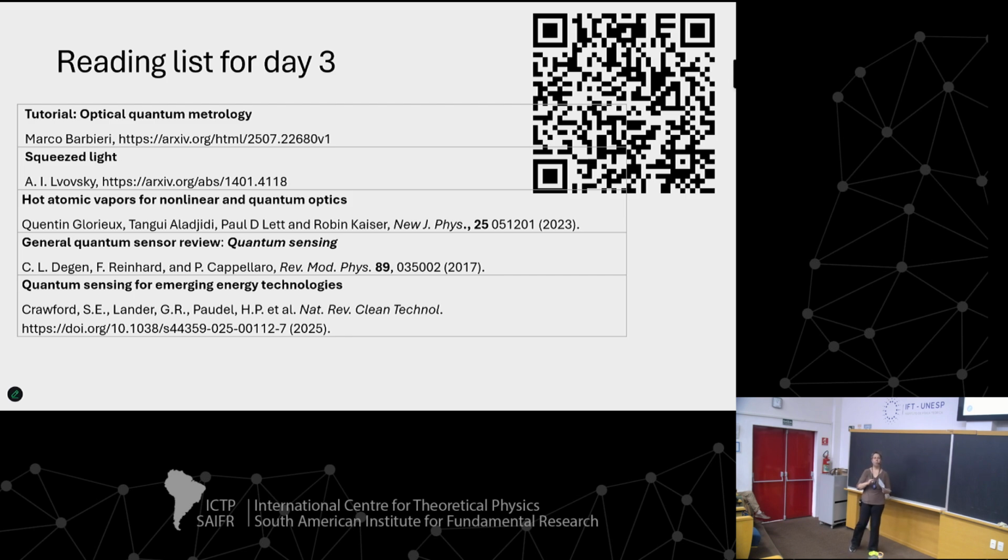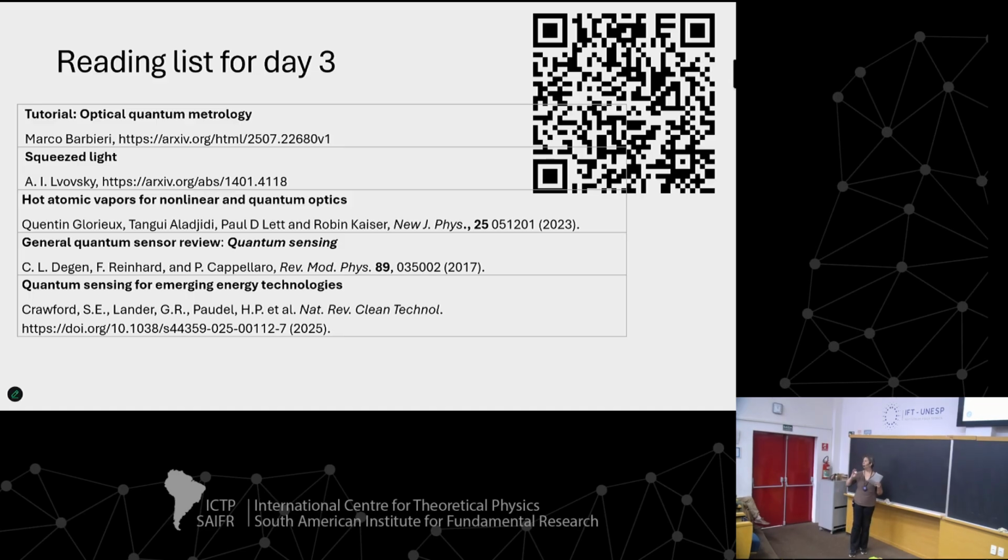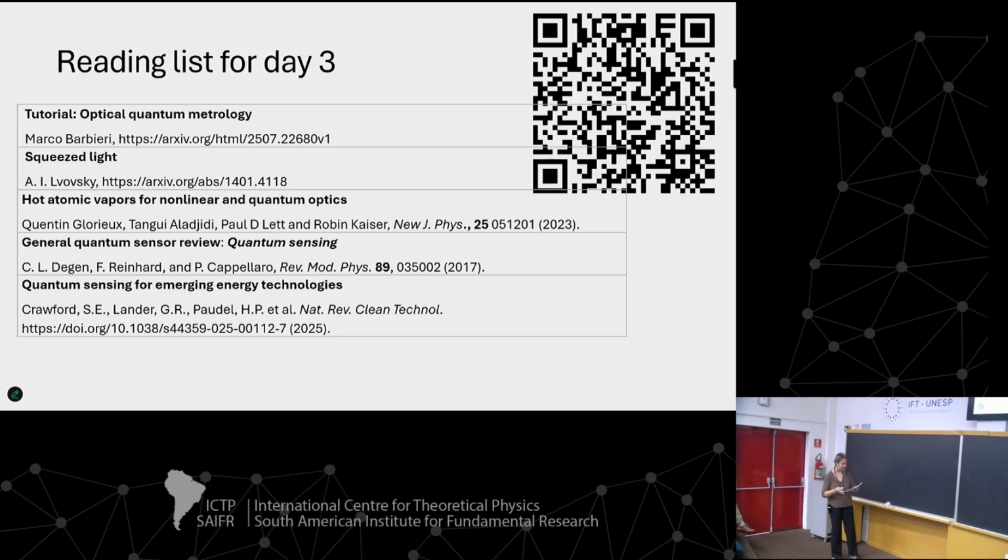And the first part might be very, very experimental, super nerdy. So if you are a very high-level theorist, please try to survive. You know, our experimentalist guys need to deal with this every day.